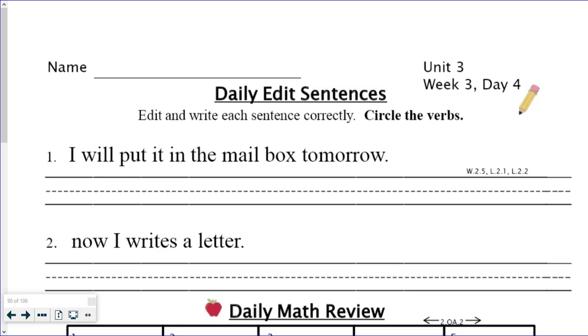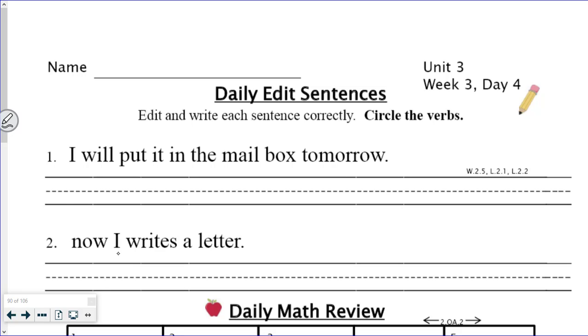We're on Thursday. We are on Unit 3, Week 3, Day 4 of our morning workbook. The directions say to edit and write each sentence correctly, and then we're going to circle the verbs. Remember, a verb is what someone or something does. So number 1 says, I will put it in the mailbox tomorrow. So you're going to find the mistakes in this one and then fix it up and rewrite it nice and neat. Pause your video and do that.